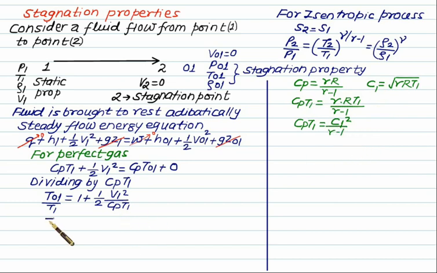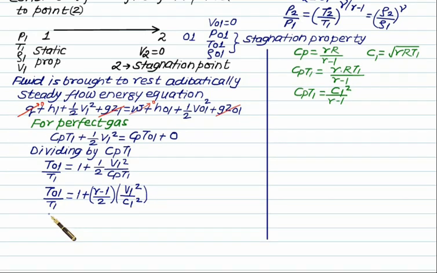In that case, T01 divided by T1, that is the stagnation temperature divided by the static temperature, equals 1 plus, rearranging this term by taking the reciprocal, gamma minus 1 by 2 V1 square divided by C1 square. But we know that V1 by C1 is nothing but the Mach number, so T01 divided by T1 equals 1 plus gamma minus 1 divided by 2 into Mach number 1 square. This is the relation between the stagnation temperature and the static temperature. T1 is called the static temperature, T01 is called the stagnation temperature, and in between we have the relation 1 plus gamma minus 1 by 2 into Mach number 1 square.